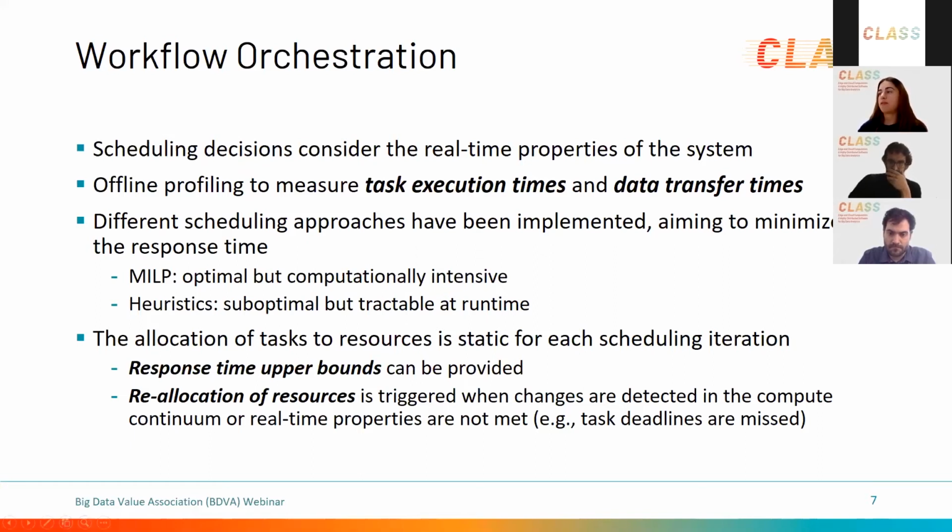Also, despite the fact that the allocation is static for each scheduling iteration, overall the allocation happens in a dynamic way, because for each iteration, we can proceed to the reallocation of resources that is triggered in case we detect changes in the compute continuum. For example, we detect that a node is down or a new resource is added, and whenever the real-time properties are not met. So if we notice that the delays introduced exceed our desired level, the COMPSS orchestrator will try to reallocate the resources to obtain a different response.